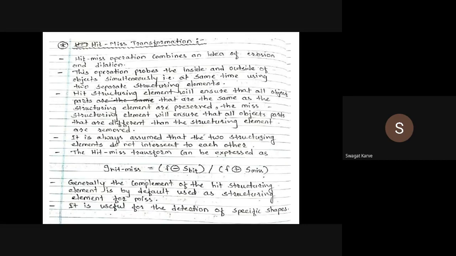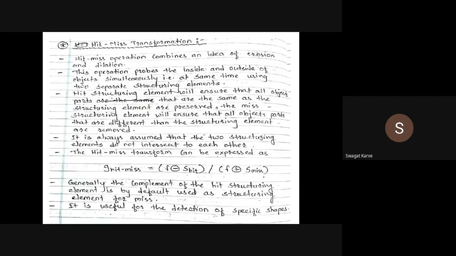And generally the complement of this hit structuring element is by default used as the structuring element for the miss. Okay, means what? Your job is to simply design a hit structuring element. बरोबर आहे. तुम्हाला दोन वेगवेगळे स्ट्रक्चरिंग एलिमेंट वापरायचे आहेत, हिट आणि मिस. पण युअर जॉब इज टू सिम्पली डिझाइन अ हिट स्ट्रक्चरिंग एलिमेंट अँड एक्झॅक्टली द कॉम्प्लिमेंट ऑफ दॅट हिट स्ट्रक्चरिंग एलिमेंट इज मिस स्ट्रक्चरिंग एलिमेंट. म्हणजे त्या हिट स्ट्रक्चरिंग एलिमेंटचा कॉम्प्लिमेंट घेतला की तुम्हाला मिस स्ट्रक्चरिंग एलिमेंट मिळतं.